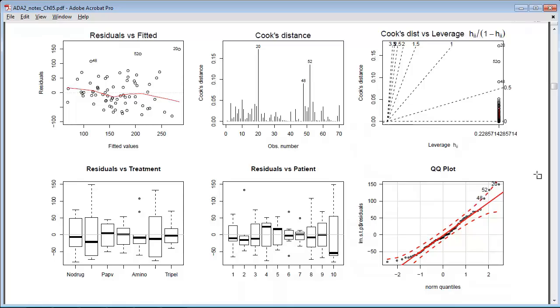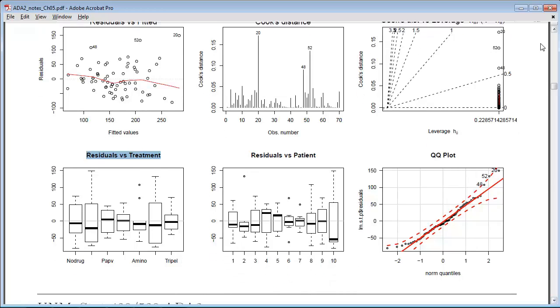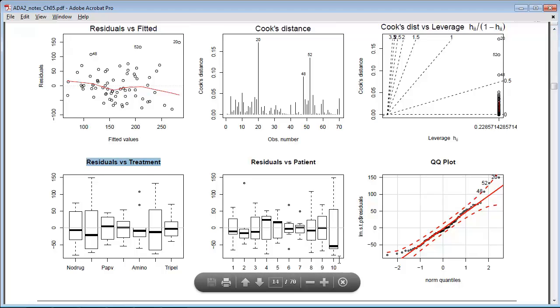Here are those plots, and the first thing to notice, different from multiple regression with continuous explanatory variables or predictor variables, those X variables, is that we have categories now. In particular, residuals versus treatment, we have 7 treatments. They're not all listed here, but they're in the same order as in the tables above. And here they are for patients 1 through 10. Now we've got summaries which are box plots.